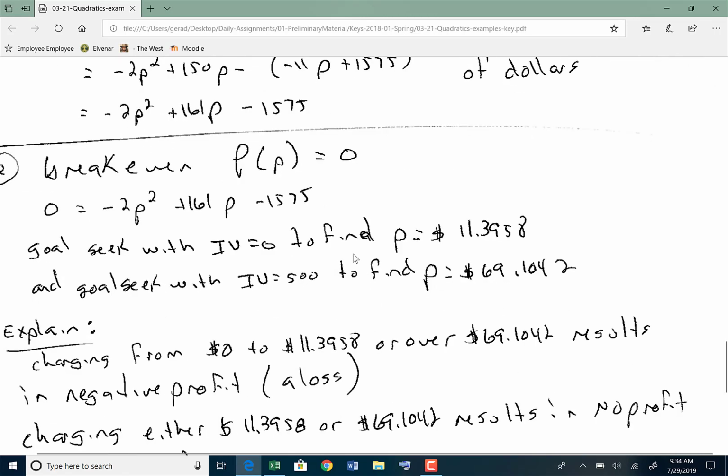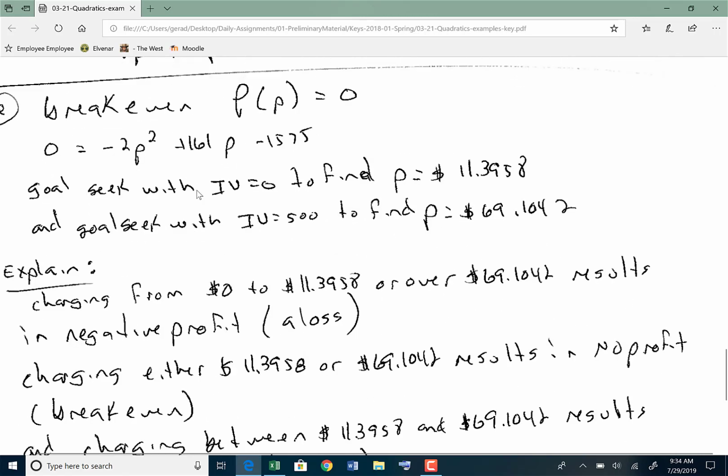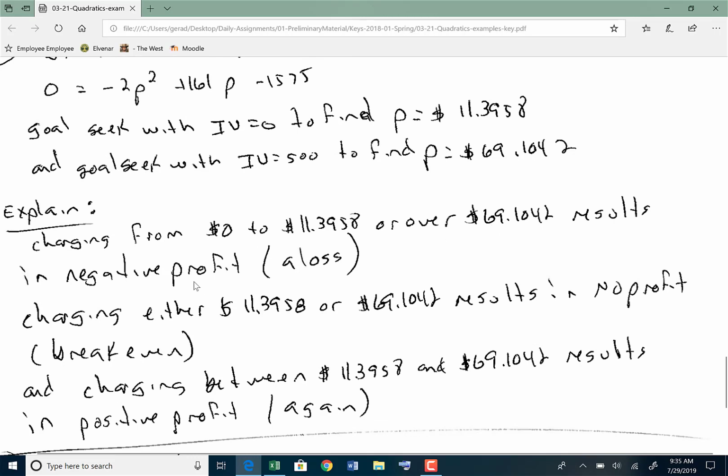Part E, we're looking for break even. It used to say points, and I don't like that because the profit is always zero the way I figure it out. So we're mostly just looking for prices unless it explicitly says other things. Break even means set it equal to 0. That's a goal seek question. You can see my show your work, my input value 0. Find P is this. I did a second goal seek, input value of 500, to find a completely different answer. And I'll come back to the explanation.